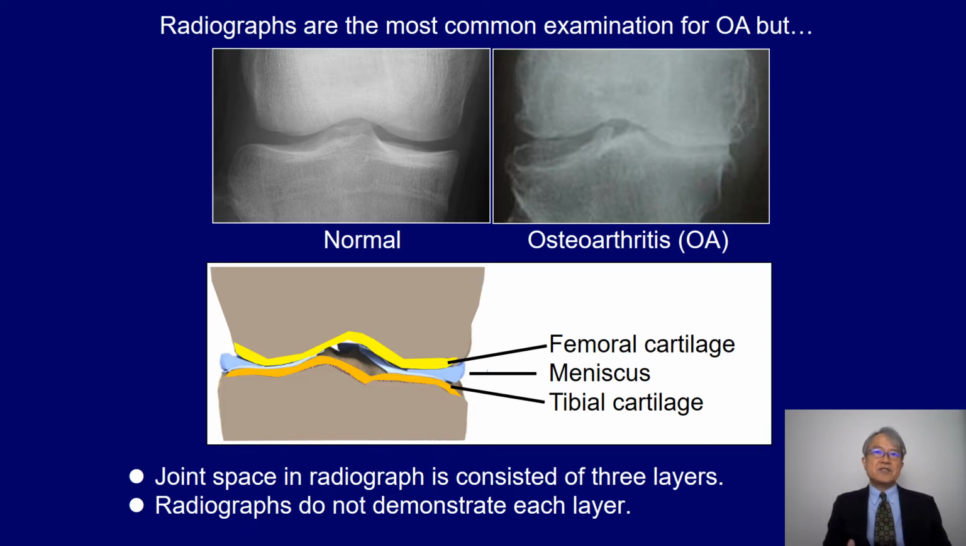This is a radiograph image of a normal knee and a severe osteoarthritis knee. Radiographs are the most common examination for osteoarthritis. Joint space in a radiograph consists of 3 layers: femoral cartilage, meniscus, and tibial cartilage. Radiographs do not demonstrate each layer.